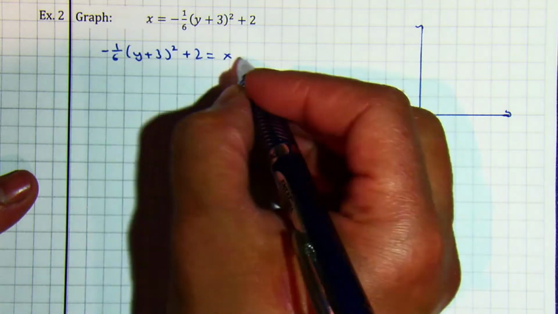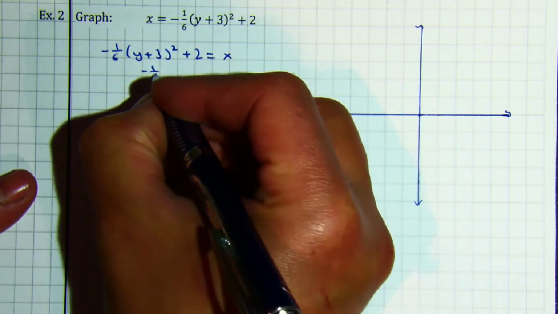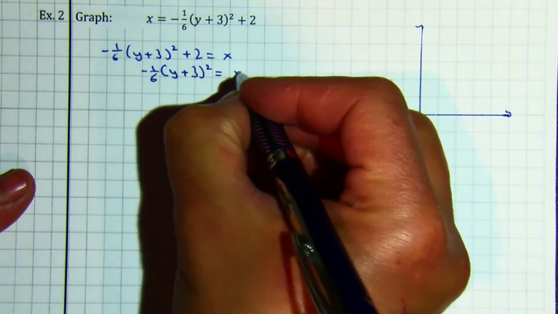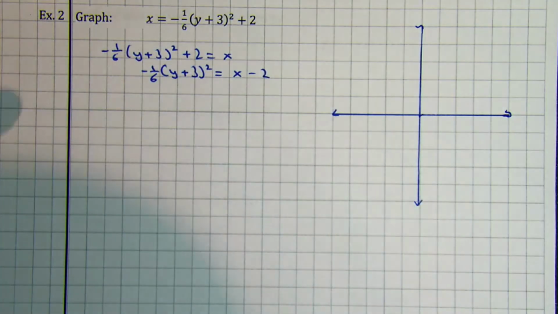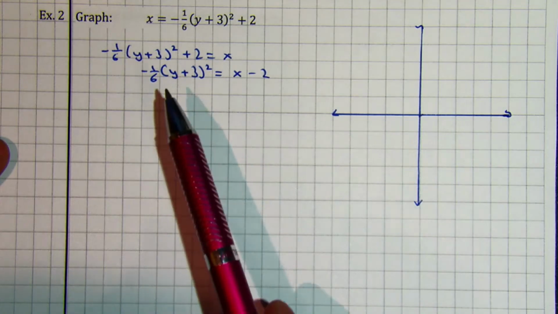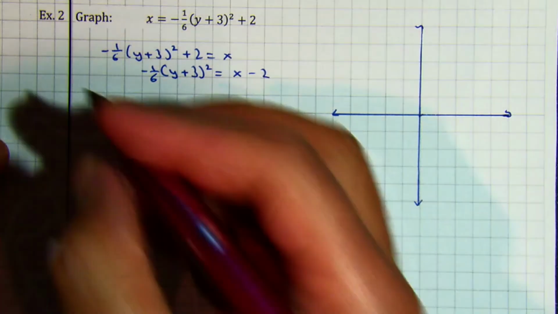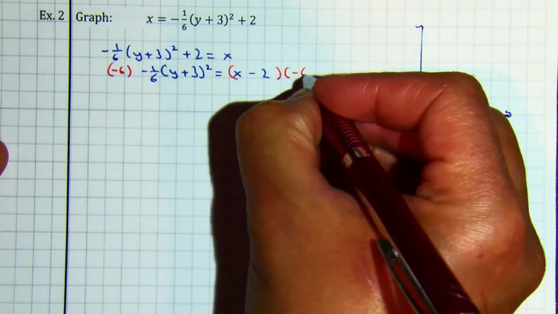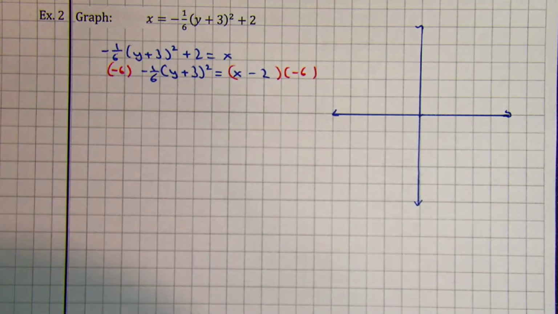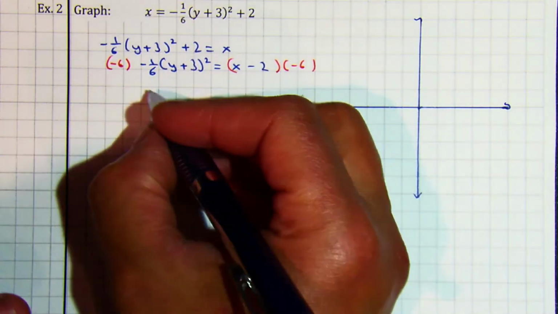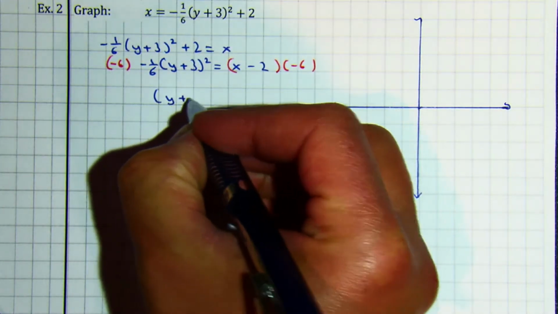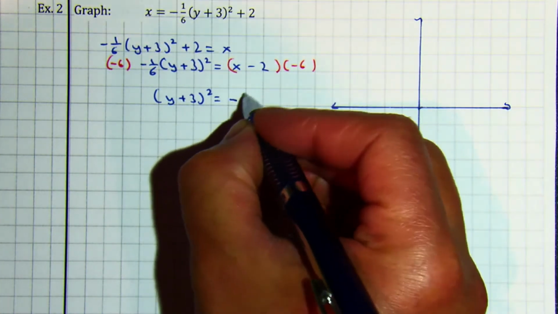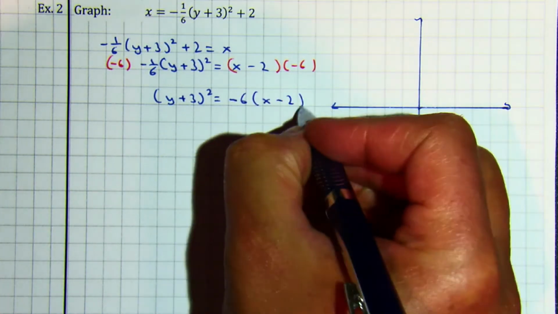So therefore I subtract 2 on both sides. So we have negative 1 over 6 (y+3) squared equals x minus 2. I still want to get rid of the negative 1 over 6, so therefore I'm going to multiply by negative 6 on both sides. Now we are very tempted to multiply the right hand side, but remember that the form is negative 6 times (x minus 2). You don't want to multiply that.